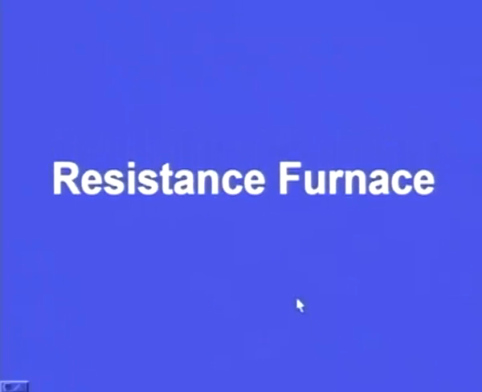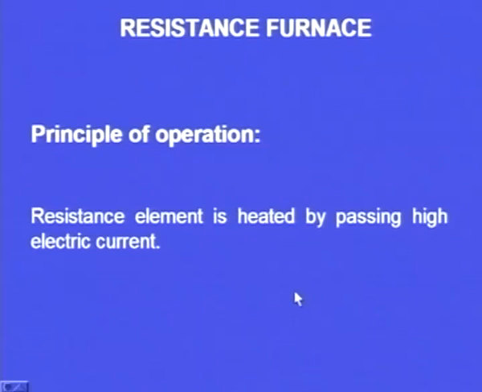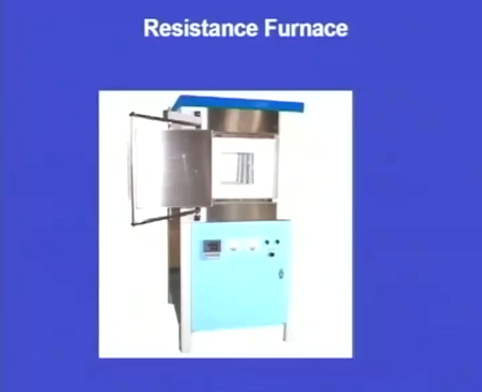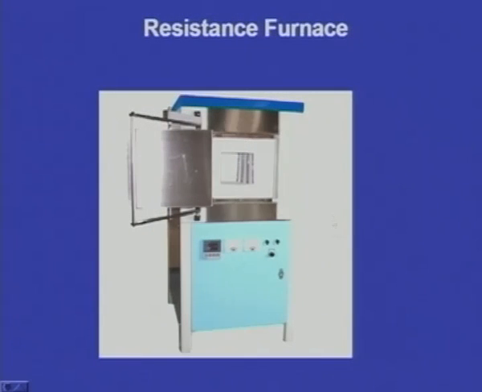Next, let us see the resistance furnace. The principle of operation is that there will be resistance in the furnace. When we pass electricity through the resistance, the resisting element will be heated up and this heat will be utilized to melt the charge. So, that is the principle. Here we can see the furnace, and this is the chamber in which there will be a resistance element, and when we pass the electricity through the resistance element, it will be heated up and the charge will be melting.